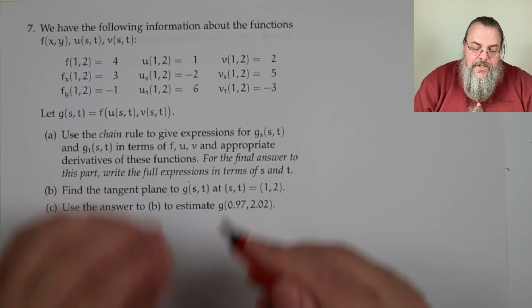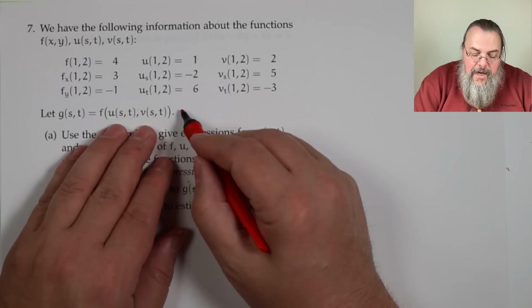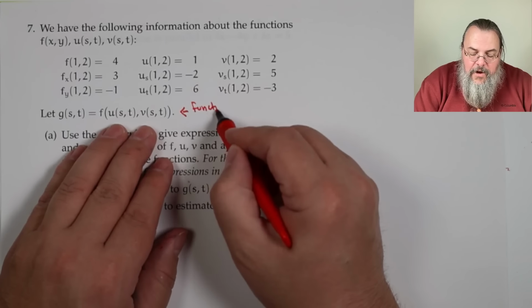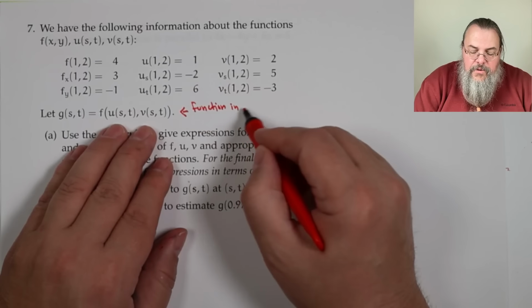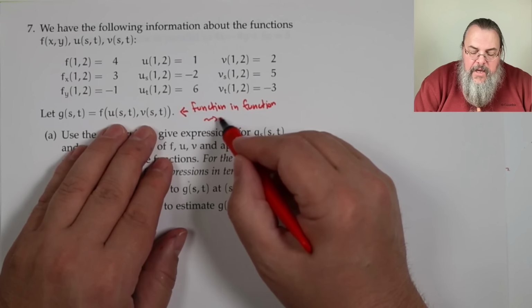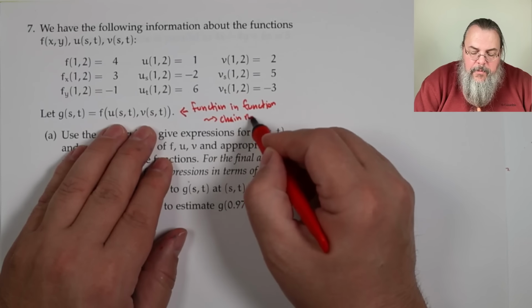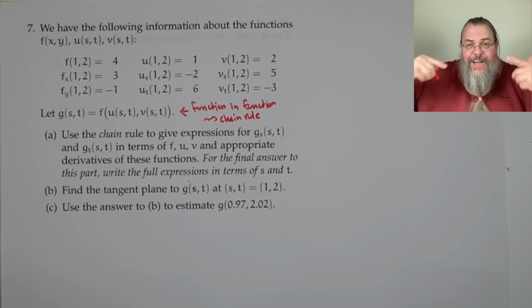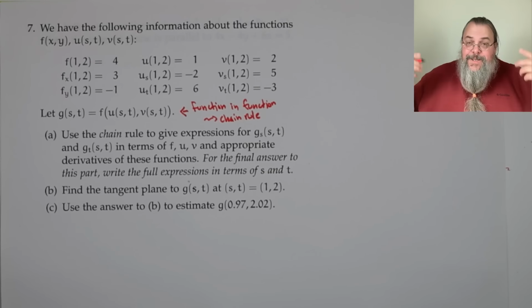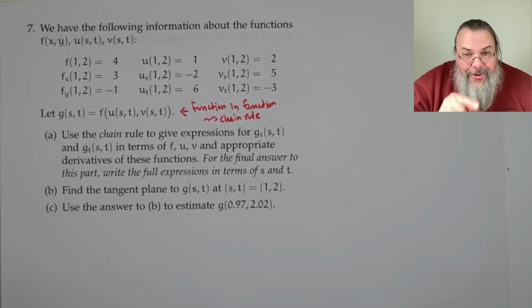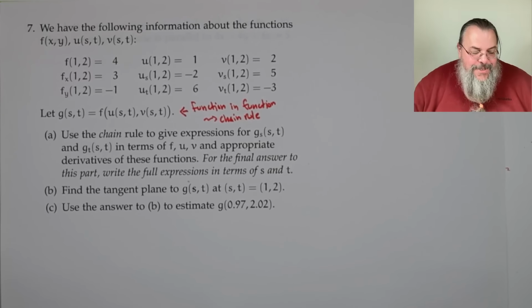Now notice, what do you see? When you see functions and functions, that is almost always pointing to a chain rule. So without even thinking about what's coming, we're starting to put our mind into our chain rule mindset. So, part A, use the chain rule. I told you it was coming.